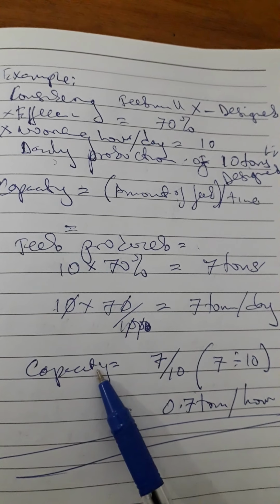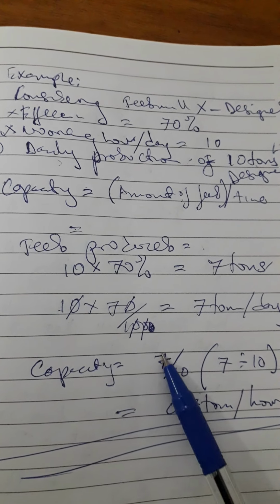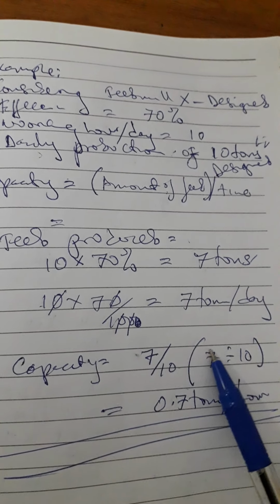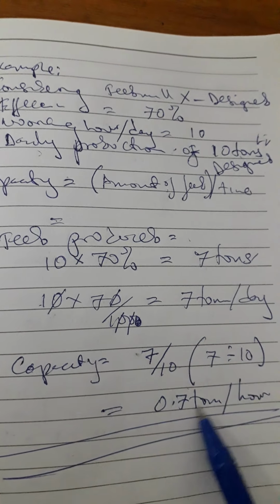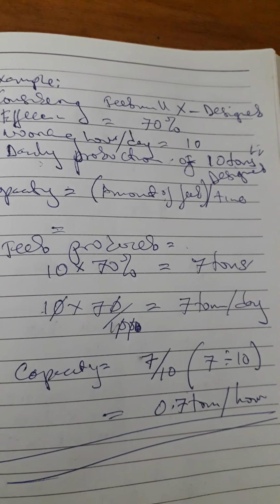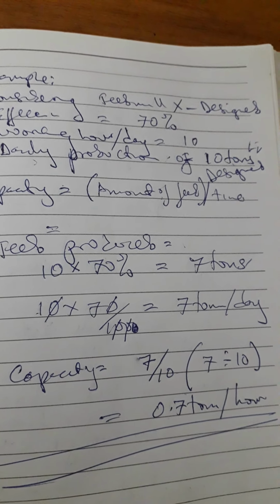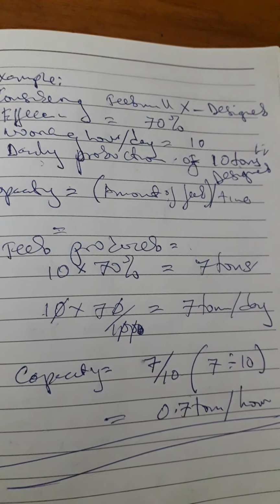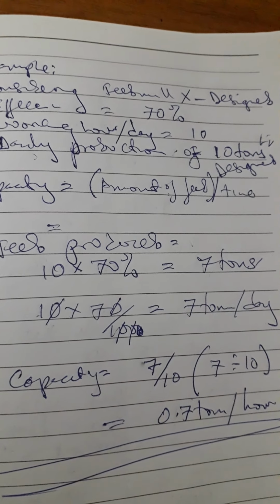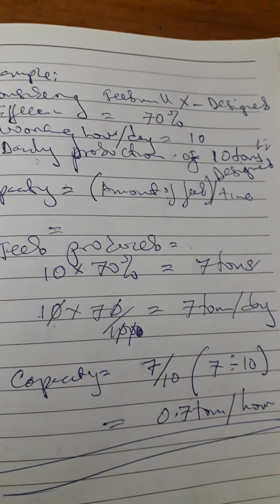But what then is the capacity? The capacity will be given by the production per day divided by the working hours per day, which is 7 divided by 10, giving you 0.7 tons per hour. Wow, very small feedmill. It is lower than the intended. If the efficiency was 100%, then it would be 1 ton per hour. But because the efficiency is 70%, it is 0.7 tons per hour, which is 70% of the intended capacity.